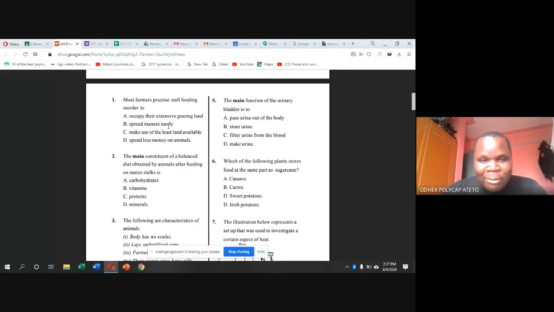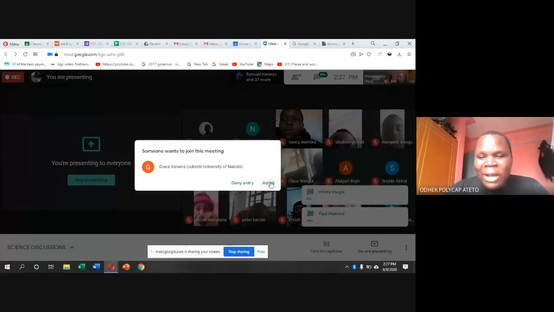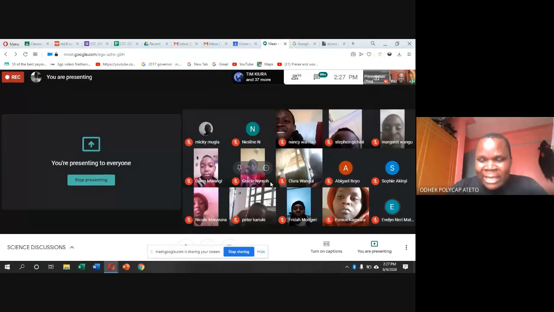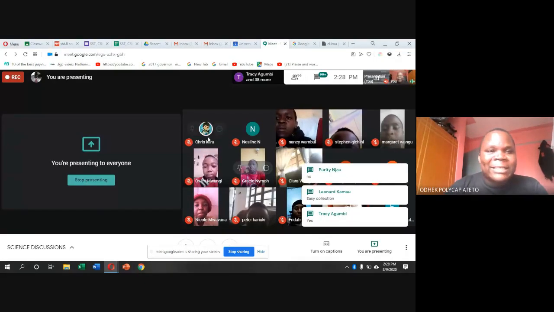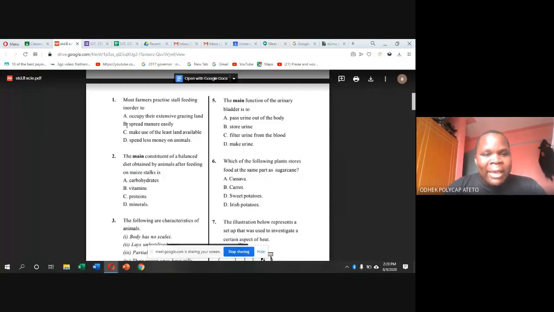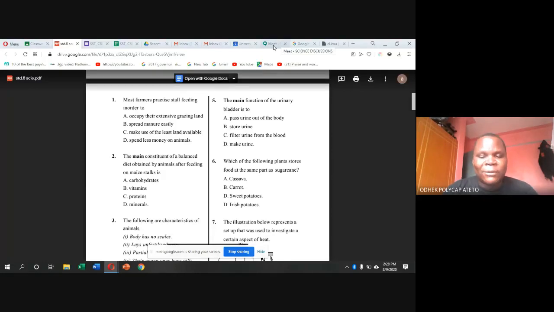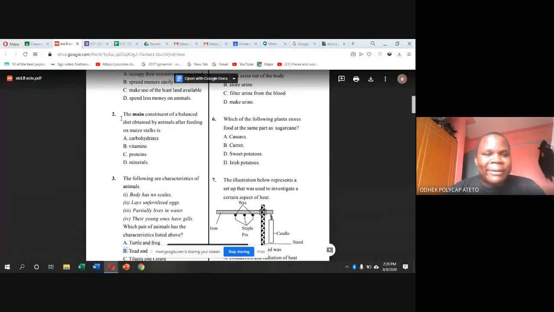Spread manure easily. But for stall feeding, we are not talking about spread. We are saying manure can be collected. It's not spreading. You get what I'm saying there now? The difference between B and C? Manure is there, but this one is not spreading. This one we are collecting manure easily. That's why I hope the marking scheme was saying the answer was C. I hope so. Make use of the least land available. The answer was supposed to be that.